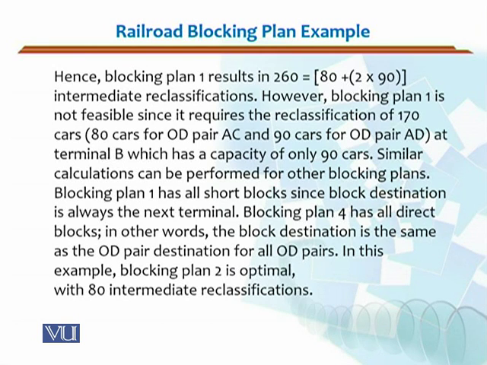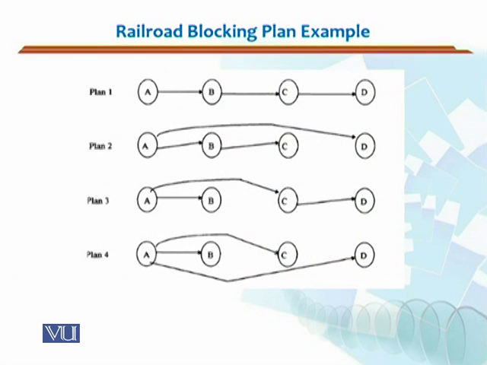Blocking plan 3 has all short blocks, since block destination is always the next terminal. Now, blocking plan 4 has all direct blocks. In other words, the block destination is the same as the OD pair destination for all OD pairs. Why? Because in plan 4, every terminal can actually be reached to the destination. So plan 4 actually has the maximum number of reclassifications.